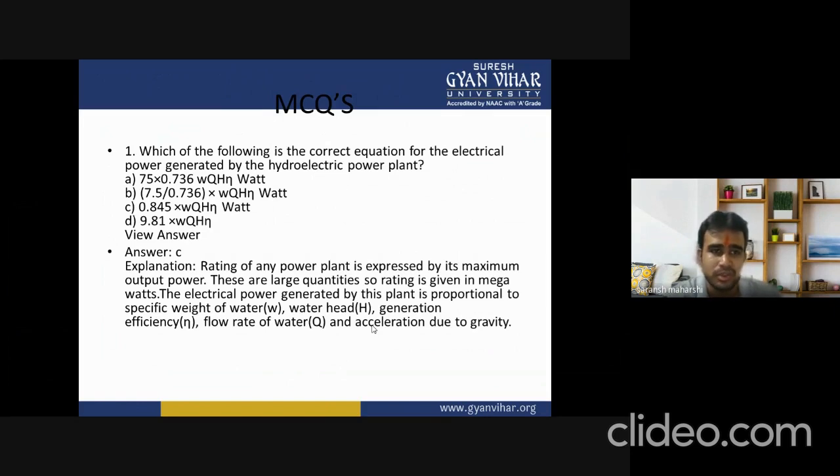The correct answer is option C, 9.81, because the rating of any power plant is expressed by its maximum output power. There are large quantities, so the rating is given in megawatts. The electrical power generated by the plant is proportional to the specific weight of the water, denoted by the small w, water head, denoted by the capital H, generation efficiency, denoted by eta, flow rate of water, represented by the capital Q, and the acceleration due to gravity.